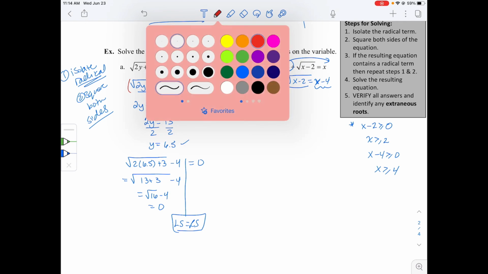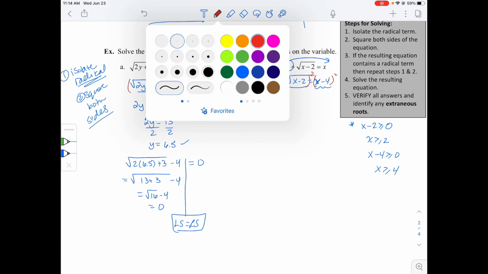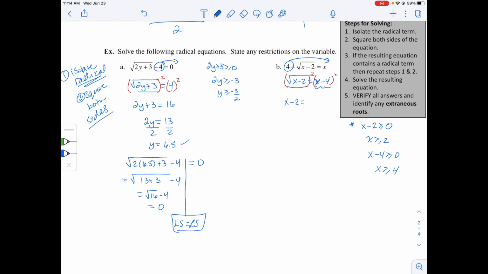So now we are going to square both sides. On our left-hand side, we get x minus 2. On our right-hand side, we get x squared minus 8x plus 16. For this one, it looks like we're going to have to factor. We want factors of 18 that add up to -6. Those are x minus 6 and x minus 3. So x is equal to 6 and x is equal to 3.